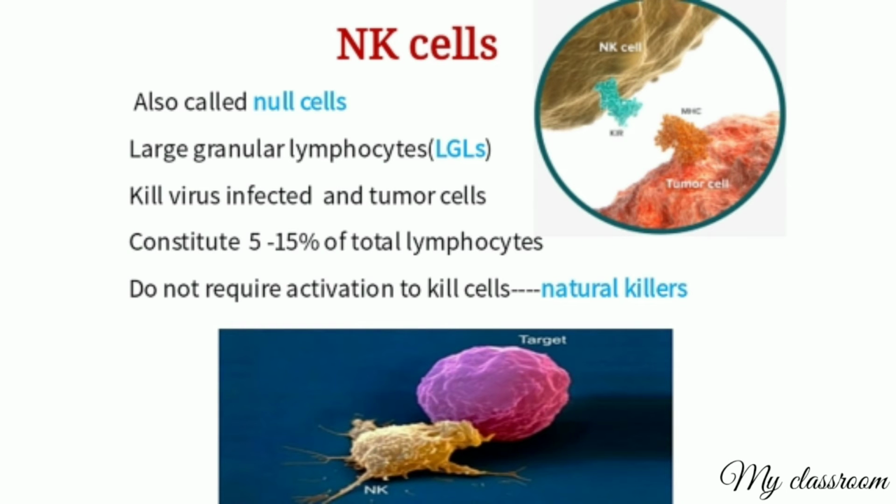NK cells, that is the natural killer cells. It is also called null cells, and it is the large granular lymphocyte, LGL. It kills virus infected cells and tumor cells. It constitutes about 5 to 15% of total lymphocytes. It does not require activation to kill cells. That's why it is called the natural killer.